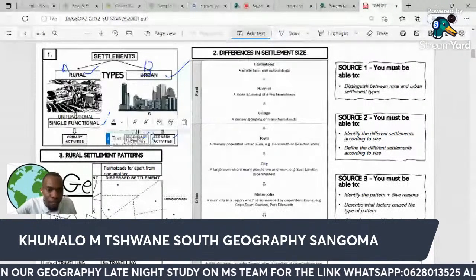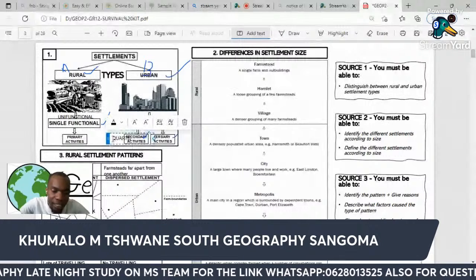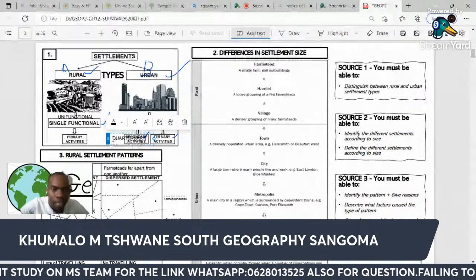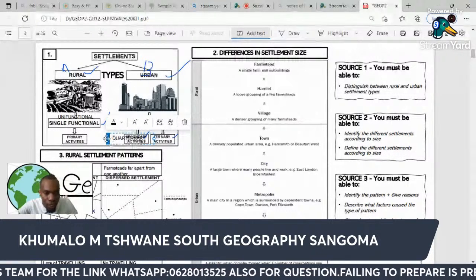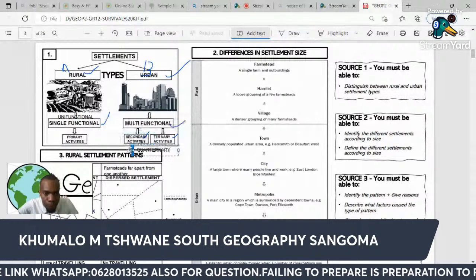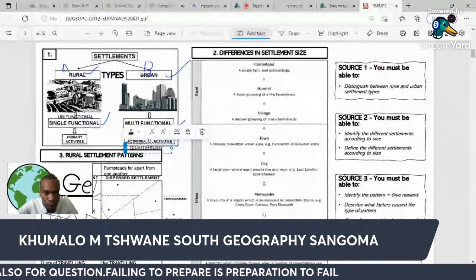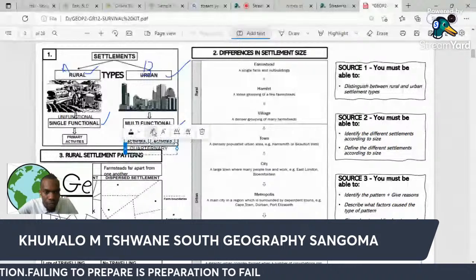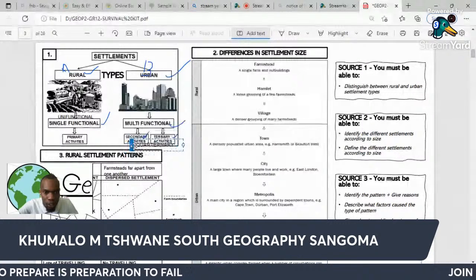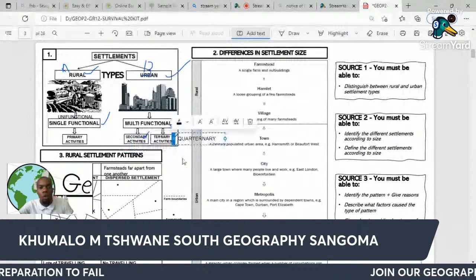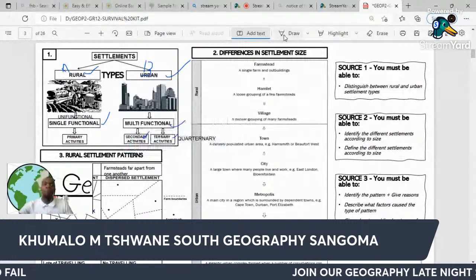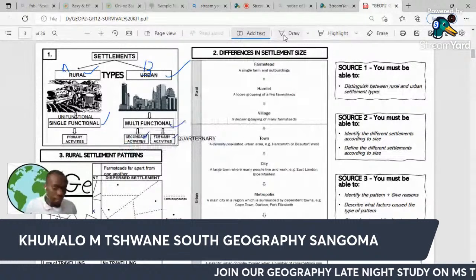The quaternary. The quaternary sector is not included there. It must be included there. I didn't include it. It's a must that we have our quaternary sector, because it is also found at the urban settlements.